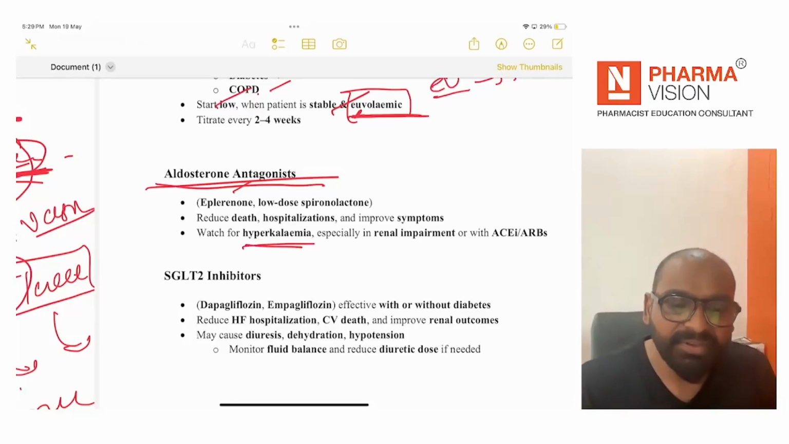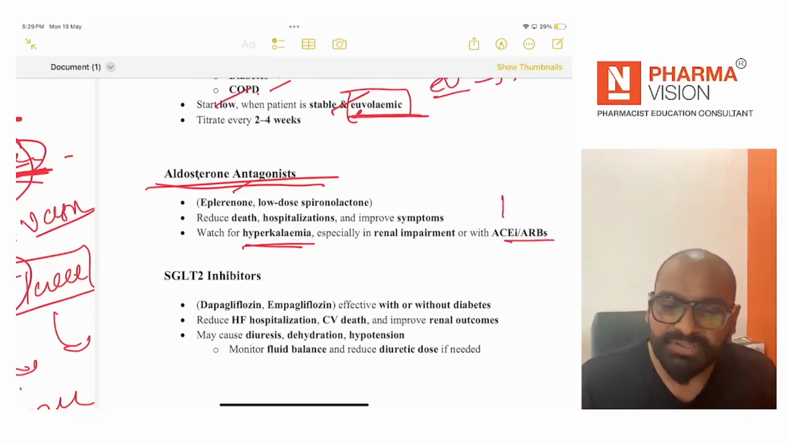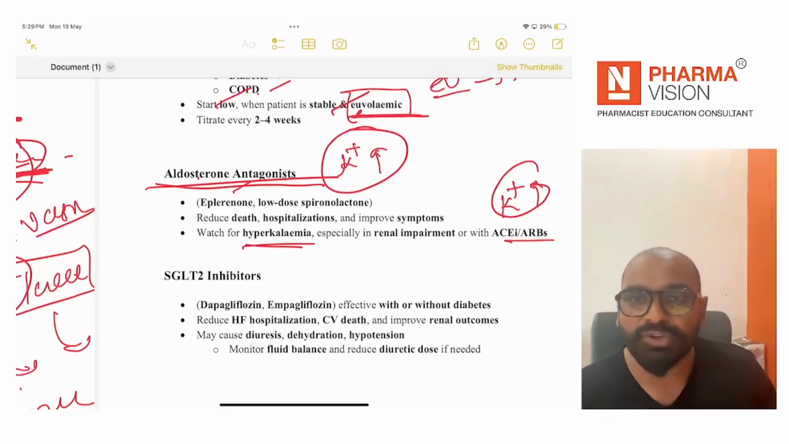When combining the aldosterone antagonist and ACE inhibitors, again the potassium, these also increase the potassium level, this also increases the potassium level. So when the patient is taking this kind of medication in combination, then always we have to be very careful about the potassium level.